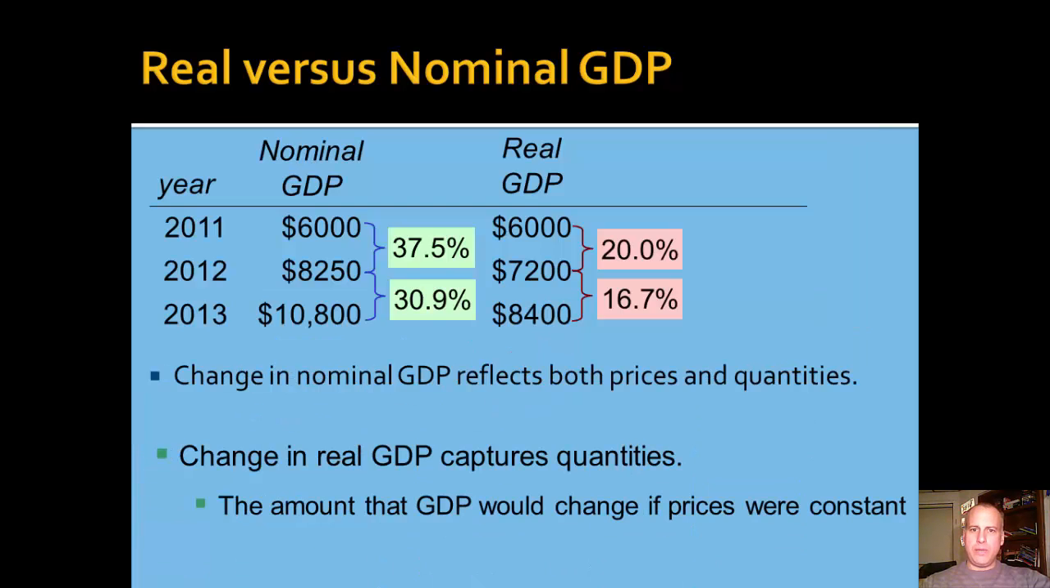So when we look at real versus nominal GDP, we put these on the same graph, we can see that the change in nominal GDP reflects both changes in prices and changes in quantities, and the change in real GDP allows us to isolate out just the quantity effect. This is the amount that GDP would have gone up if prices were constant. This tells us really how much better off we are. We've got 20% more stuff when we went from 2011 to 2012. And we've got 16% more stuff when we go from 2012 to 2013. So the change in real GDP captures the amount that GDP would have changed if we did not have any price inflation.